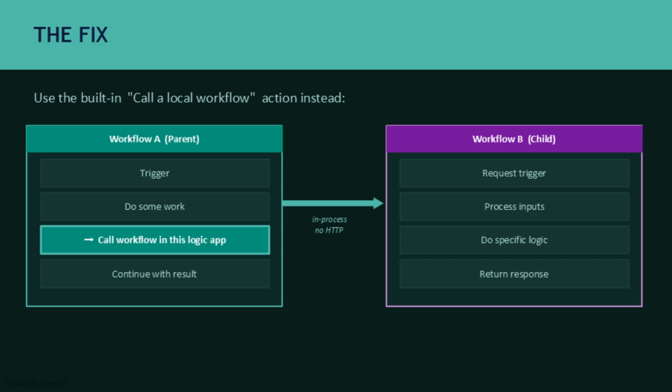The cleaner solution is the built-in call workflow in this logic app action. Because all workflows in a logic app's standard resource share the same host, they can talk to each other in process. No HTTP involved at all. You add the action to your parent workflow, pick the child workflow from a drop-down, pass in your inputs, and that's it. The child just needs a request trigger to receive those inputs and return a response.